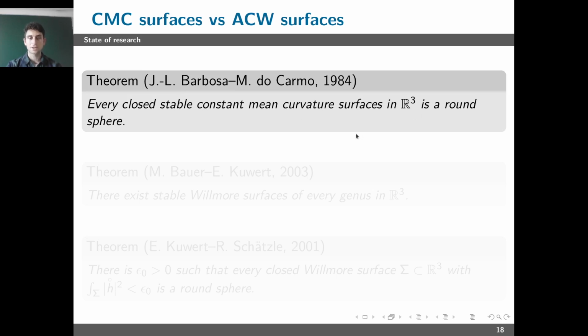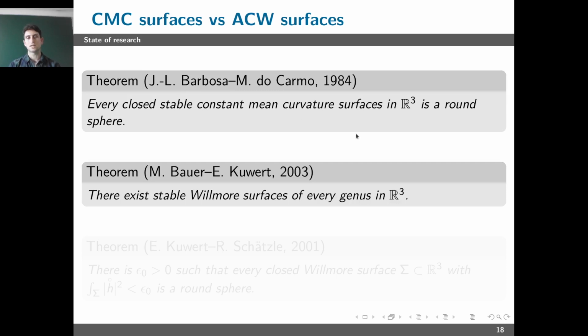Now for Willmore surfaces, such a result is far from true, because Bauer and Kuwert have shown that there exist stable Willmore surfaces of very high genus in R3. And in particular, these Willmore surfaces also minimize the Willmore energy among all surfaces of the same genus. So in particular, what this means is that stability is not enough to classify Willmore surfaces to be round spheres in flat Euclidean space.